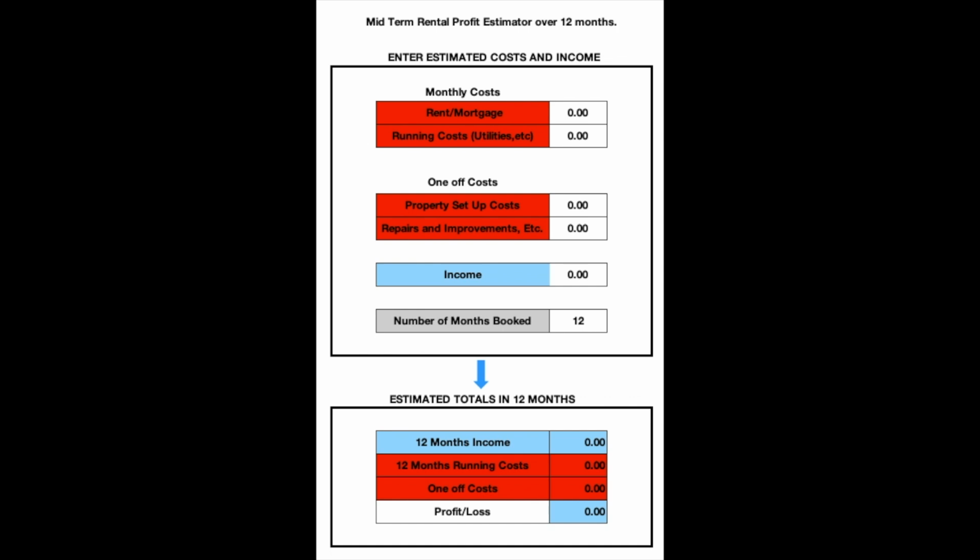So you've just acquired a property and you want to start doing a midterm rental. So basically you have to buy the furniture, etc. in scenario two.